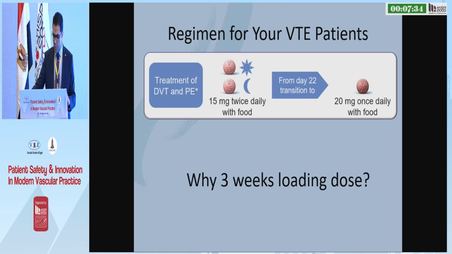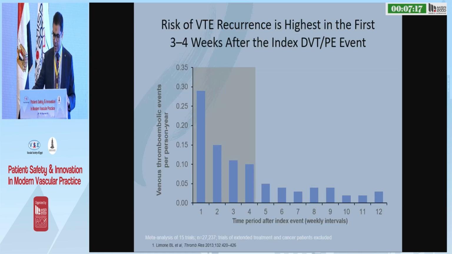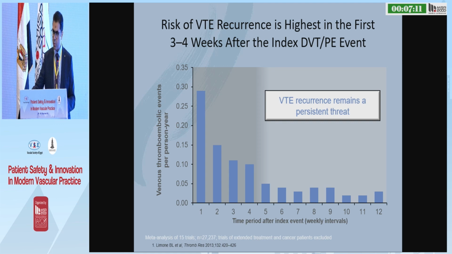Just a reminder for the dose of rivaroxaban, it can be taken from day 0, 15 mg twice daily for 3 weeks, followed by 20 mg once daily. Of course, it's taken with food. Why this 3 weeks loading dose? Because the rate of recurrence is highest in the first 3 weeks after the onset of DVT, so it is preferable to give a loading dose.